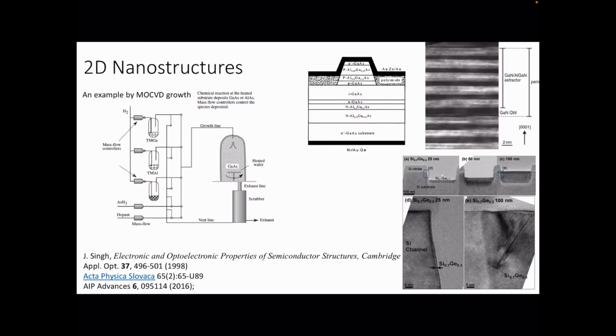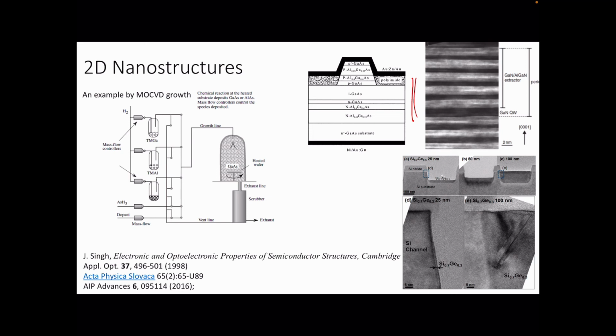2D nanostructures like superlattices and quantum wells are most often grown by this MOCVD process. This is one stack which is used as a VCSEL, I'm not sure, it's called vertical cavity lasers. All the solid state lasers, light emitting devices, and photodiodes are all grown by MOCVD methods. Right? So these are examples of ultra thin layers or 2D nanostructures.